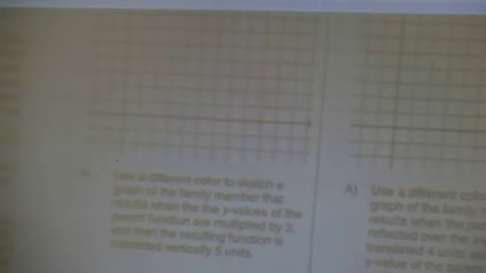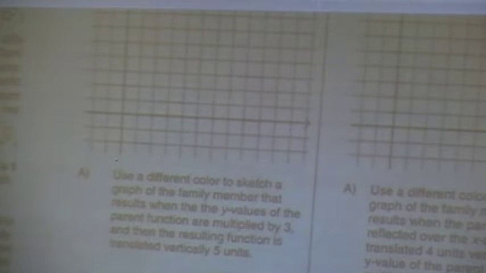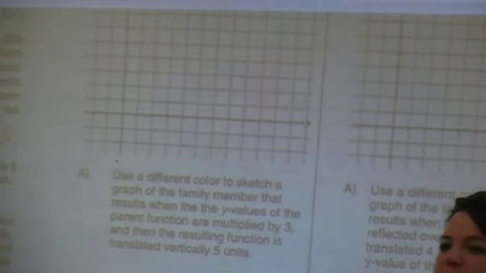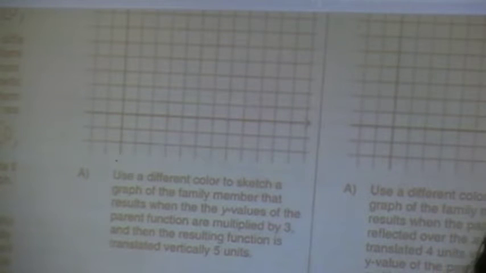Okay, so they tell you to use a different color, sketch the graph when the y values of the parent function are multiplied by 3, and then the resulting function is translated 5 units. So they told you the order to do it in, but even if they hadn't, if they had said vertically translate by 5 and multiply by 3, you always follow PEMDAS. So multiplication has to come before addition. So you're going to multiply all your y values by 3 and then add 5.